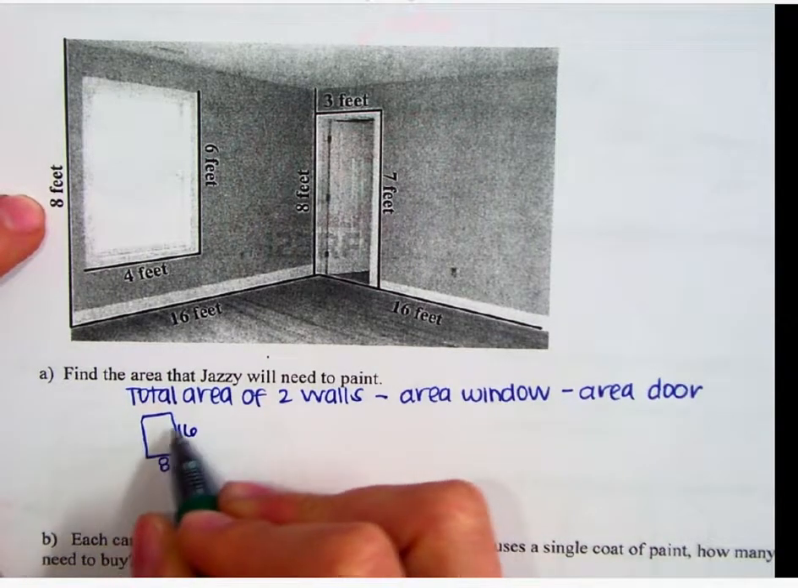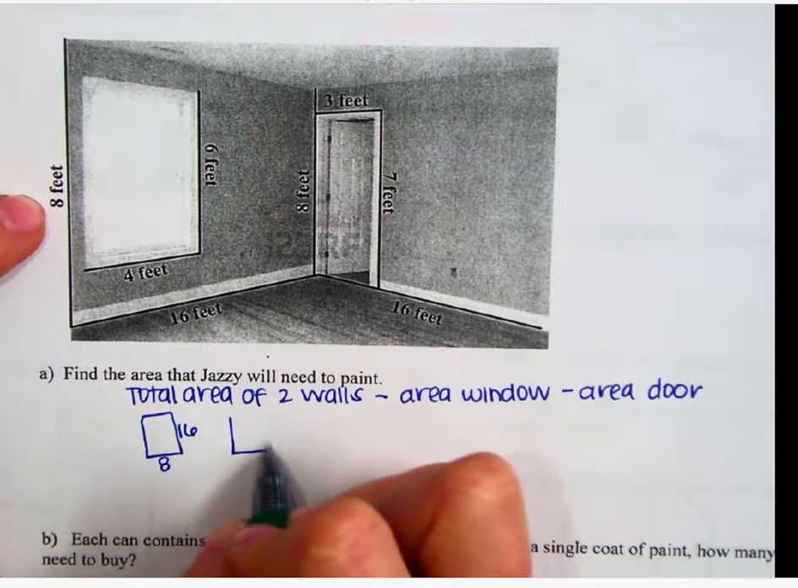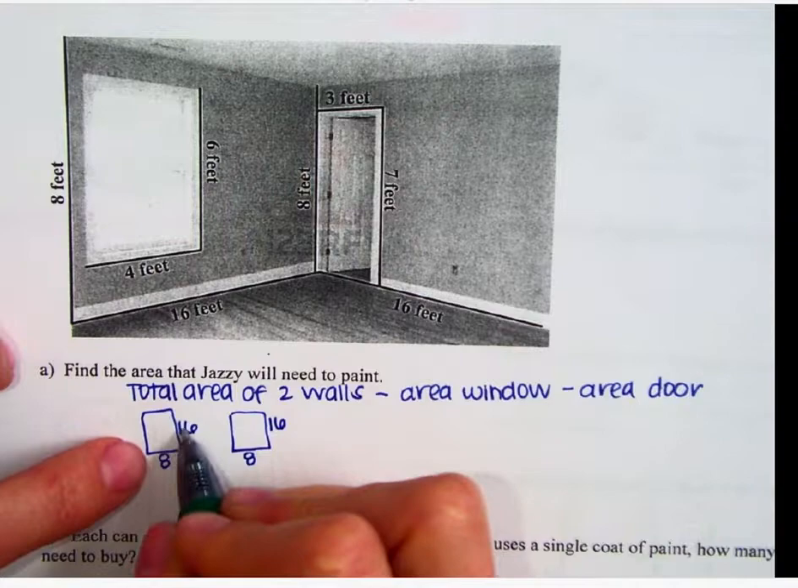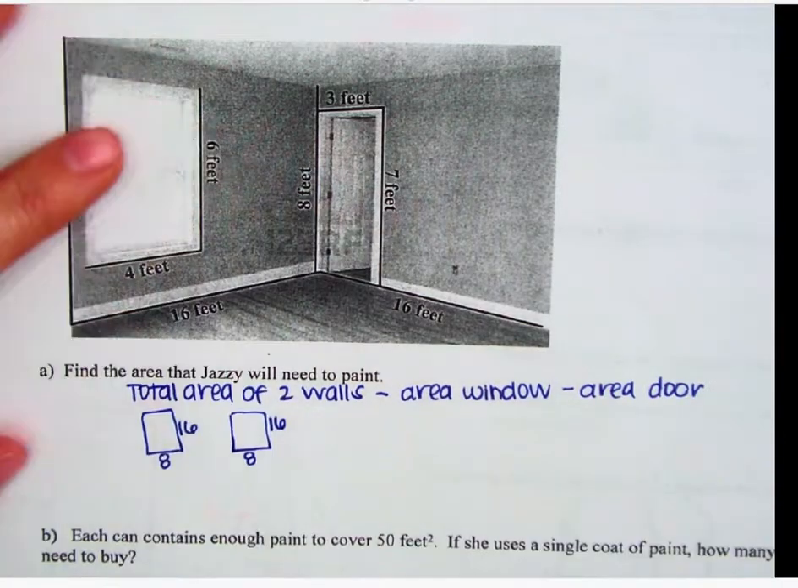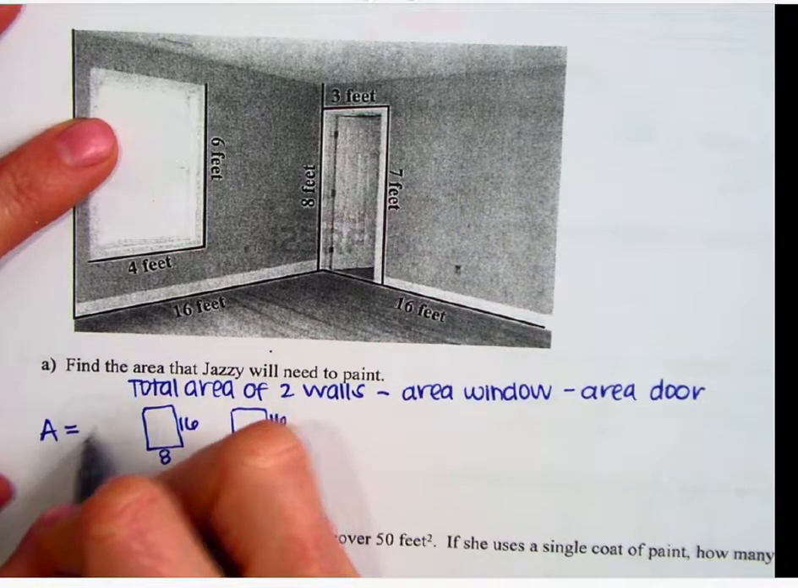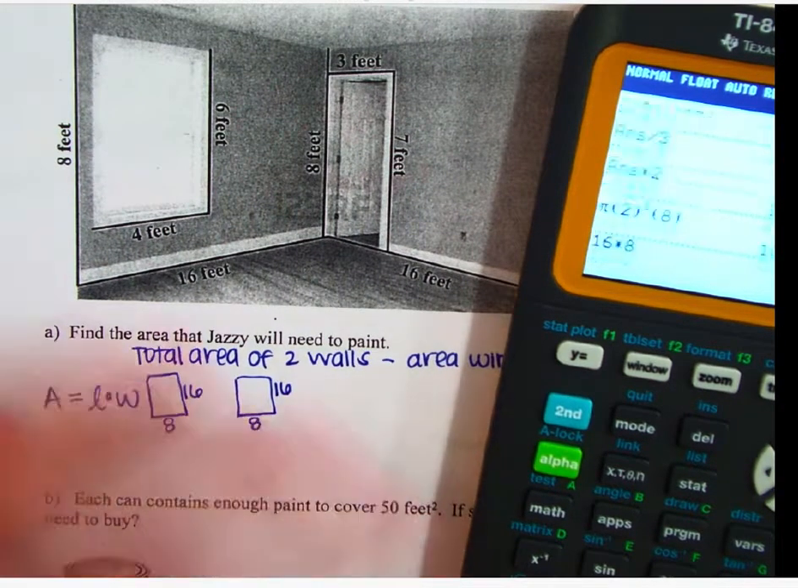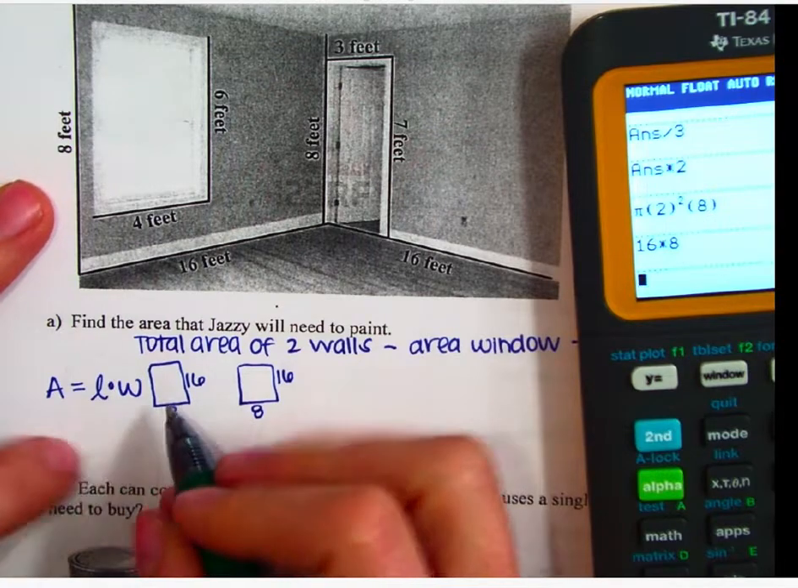So if I want to find the area of these, you would just multiply length times width. So the area here, 8 times 16. So the area of a rectangular wall would be length times width. So multiplying in the calculator, 16 times 8 gives us 128.